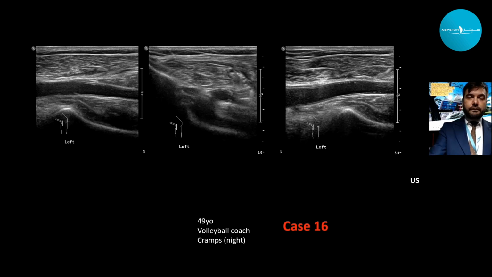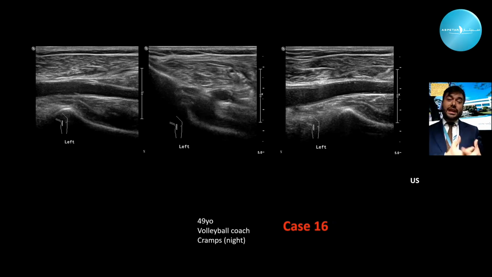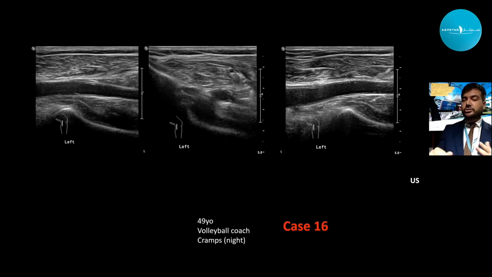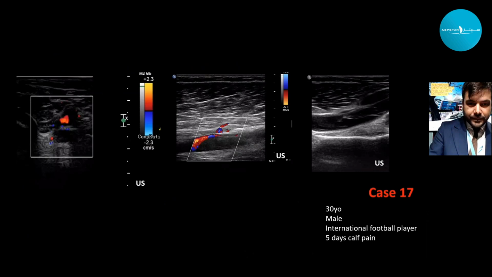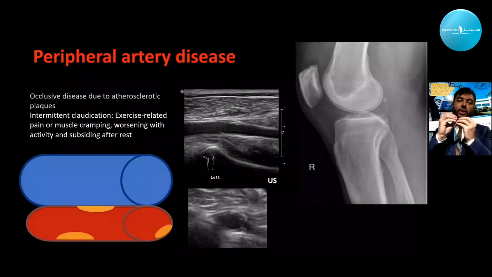Another case of vascular pathology. This is a 49-year-old volleyball coach with cramps at night. We do ultrasound, I don't find anything. No DVT, all the muscles are fine. However, if you look at the arteries, you see some atherosclerotic plaques, some thickening of the wall.